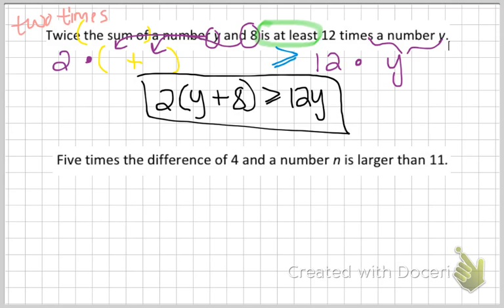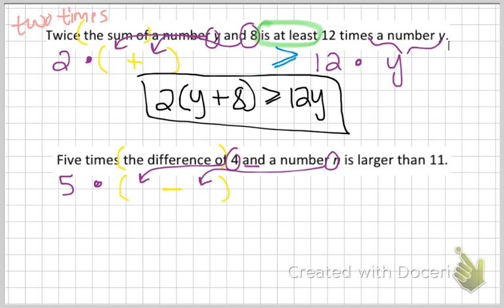Next we have 5 times the difference. So 5 times the difference of. So we're going to subtract something. We're going to subtract 2 things. So that means we need parentheses. So parentheses minus. There are 2 terms that go in here. Those 2 terms will be 4 and a number n. So n is larger than.